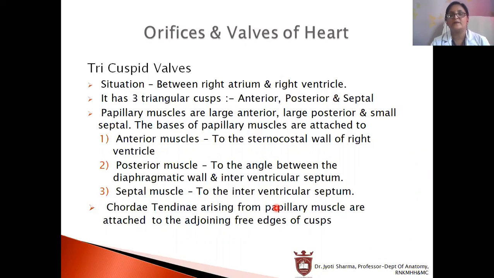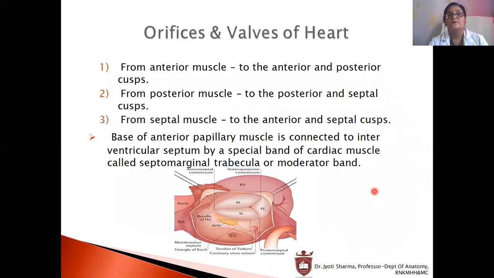The bases of the papillary muscles are attached as follows: the anterior muscle to the sternocostal wall of the right ventricle, the posterior muscle to the angle between the diaphragmatic wall and the interventricular septum, and the septal muscle to the interventricular septum. The chordae tendineae arising from papillary muscles are attached to the adjoining free edges of cusps: from the anterior muscle to the anterior and posterior cusps, from the posterior muscle to the posterior and septal cusps, and from the septal muscle to the anterior and septal cusps.